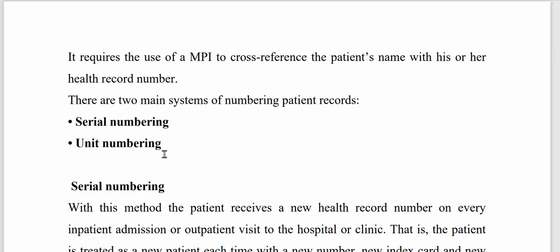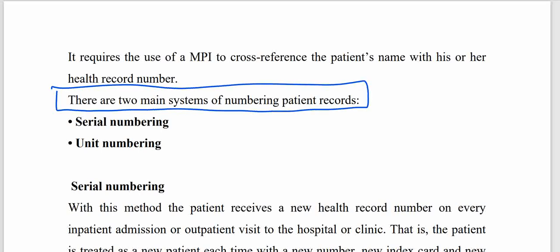All right. So now, numerical filings, numerical identification has 2 types. We have a serial numbering system, then we have unit numbering system. Now, serial numbering system is commonly used at outpatient department.